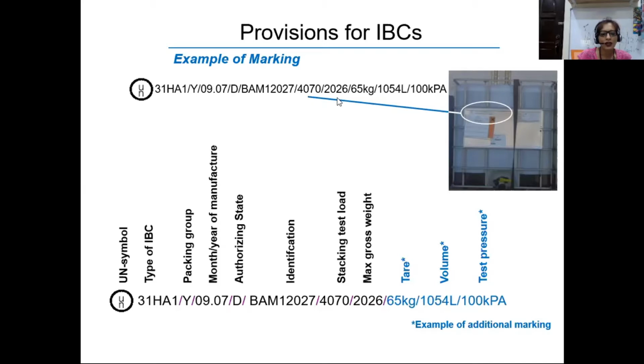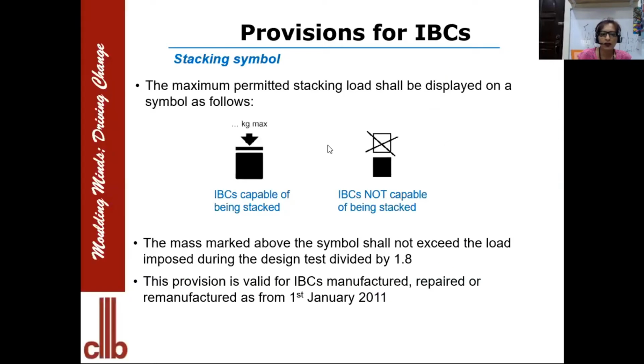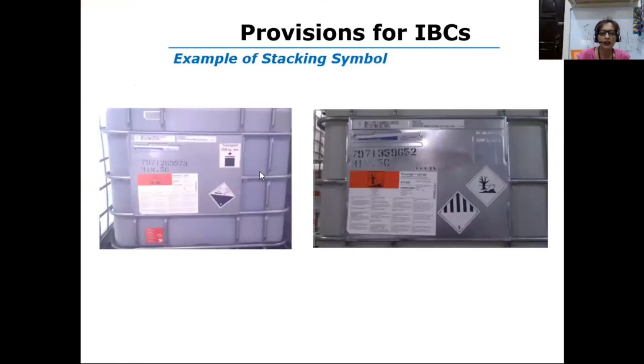This is actually telling you the gross weight the entire IBC can contain. This is the tare weight. This is the volume it can contain and the pressure it has been tested for. So stackable ones, if you recall, will have this symbol on them. If you can't stack on that IBC, it won't have this symbol, right? So just to remind you of these things.